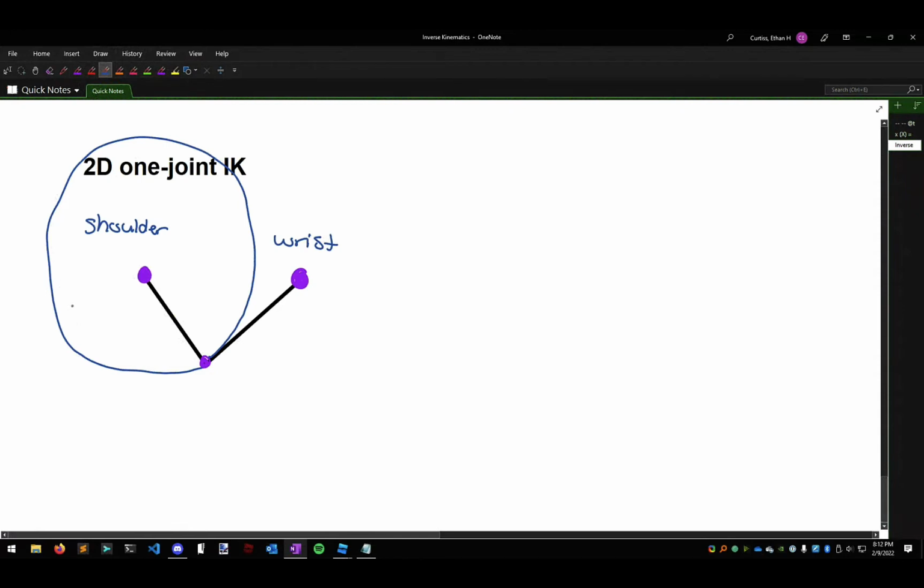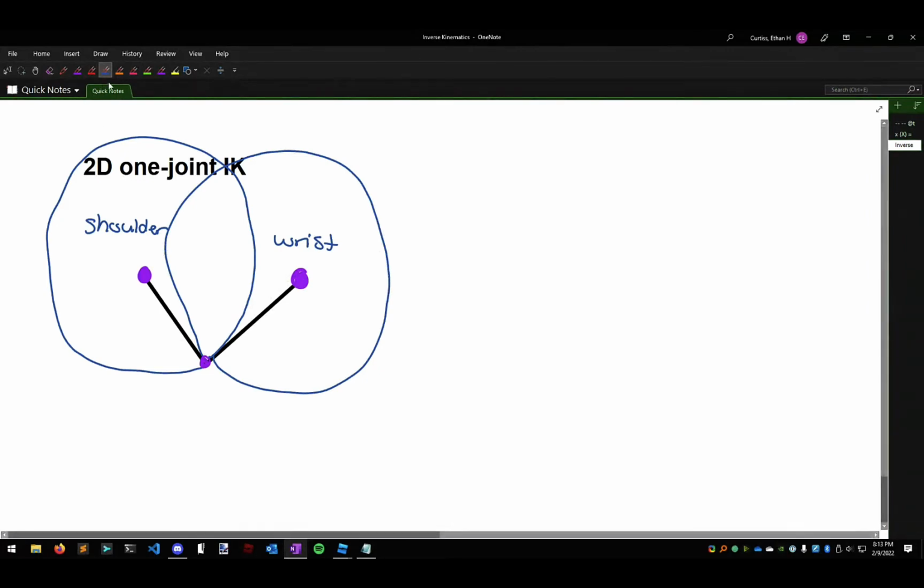And then we can do the same thing for the lower arm. So the lower arm can have this rotation. And where the elbow gets placed is where these two circles intersect. So in the 2D case, we have two possible intersections. We have the one up here and the one at the bottom.